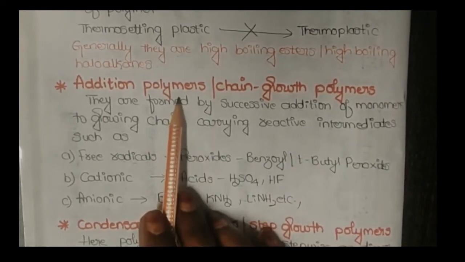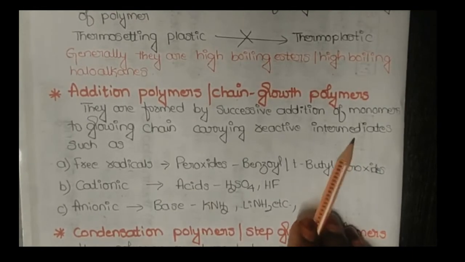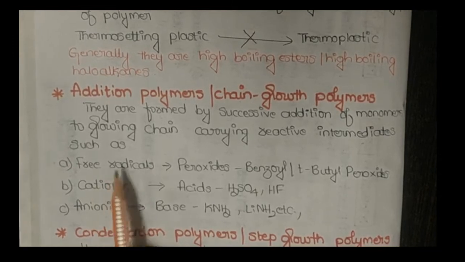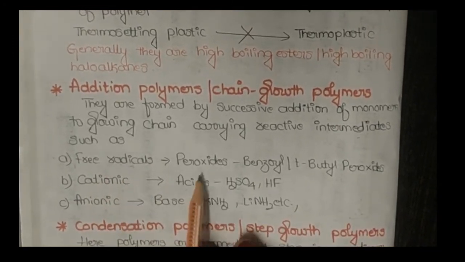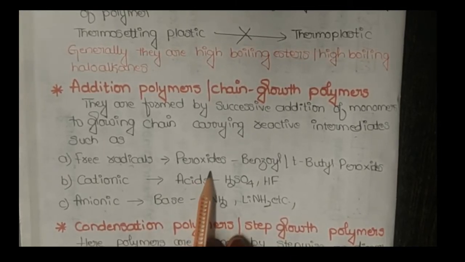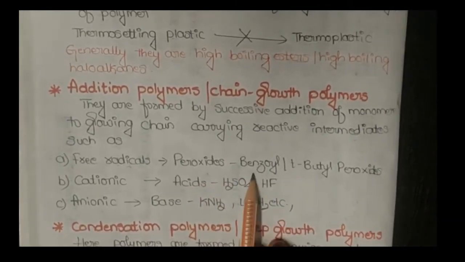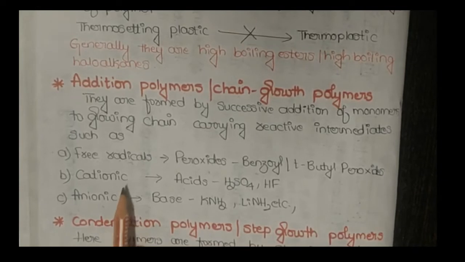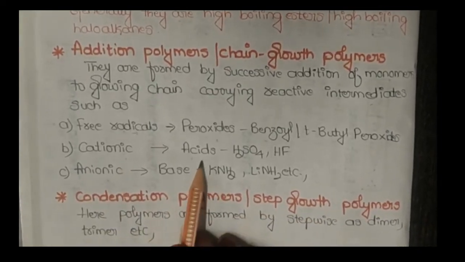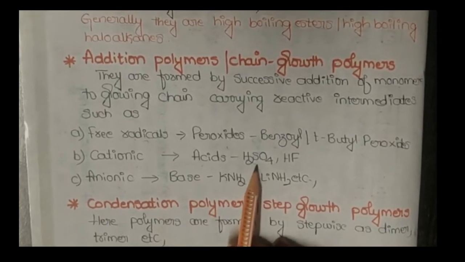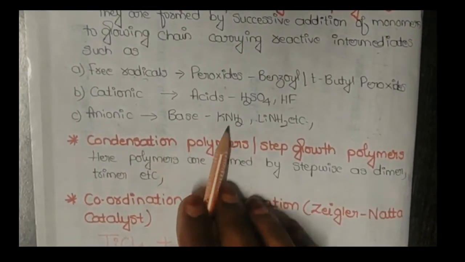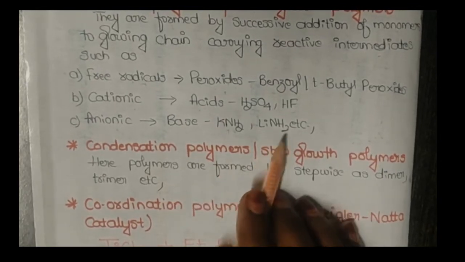So addition polymerization can happen with three types of intermediates: free radicals, carbocation, carbanion. To have free radical generation, we should add peroxides, which are called radical initiators, to name specifically benzoyl peroxide or tertiary butyl peroxide. If I want a carbocation as an intermediate, I have to add acids, such as sulfuric acid or hydrofluoric acid. If I want a carbanion as an intermediate, I should add a base such as potassium amide, lithium amide, etc.